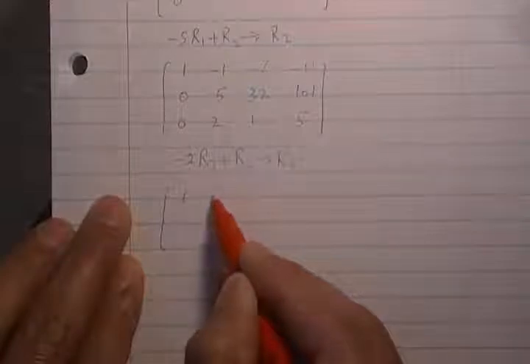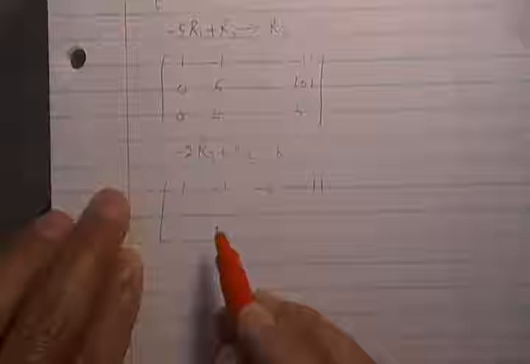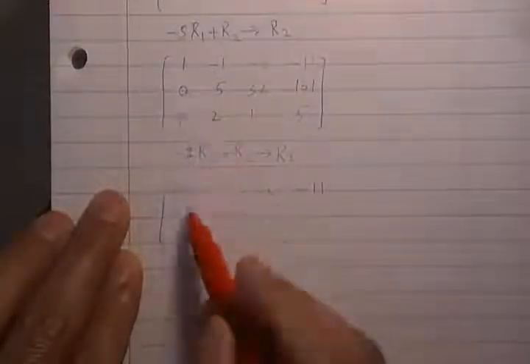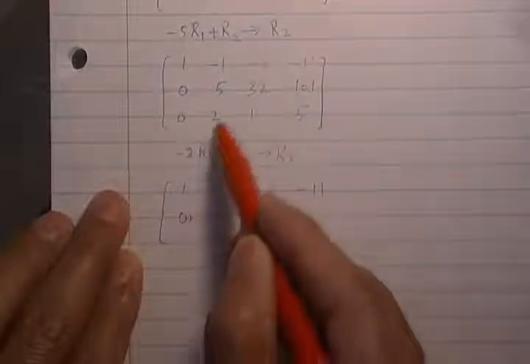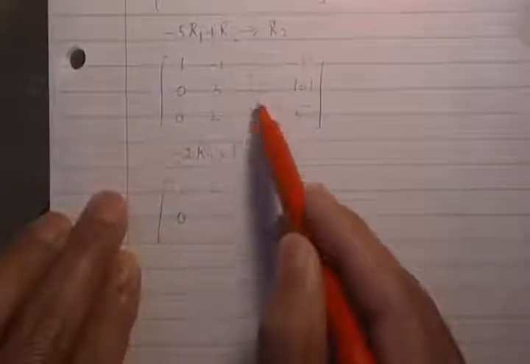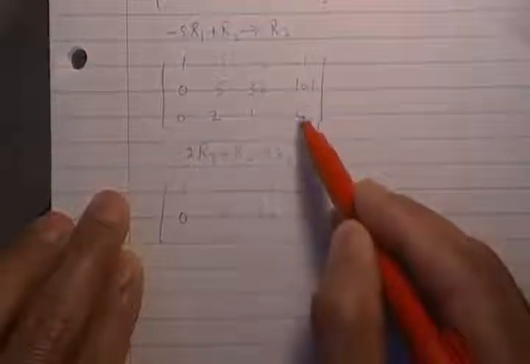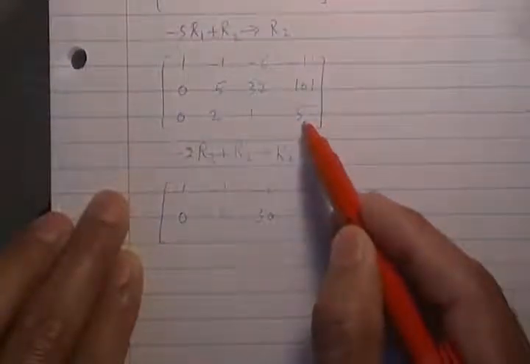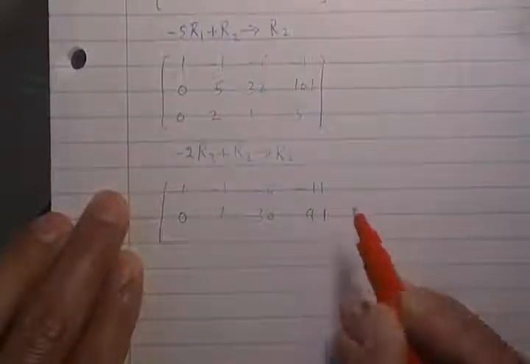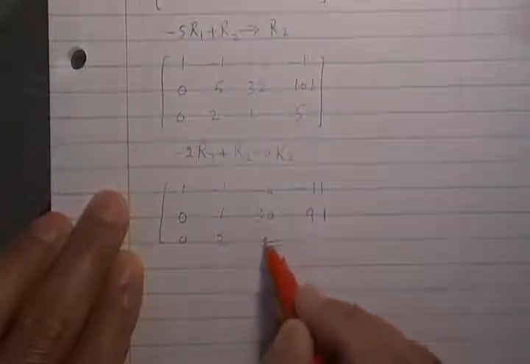So row 1 is as it is: 1, negative 1, negative 6, negative 11. And multiplying negative 2 times 0, 0 plus 0 is 0. Negative 2 times 2 is negative 4 plus 5 is 1. Negative 2 times 1 is negative 2 plus 32 is 30, and negative 2 times 5 is negative 10, and negative 10 plus 101 is 91. And then you have row 3 as it is.